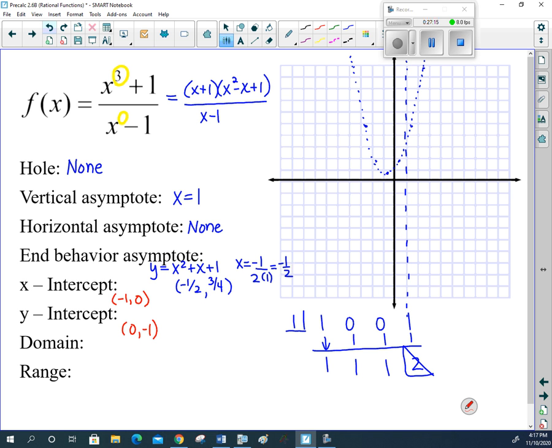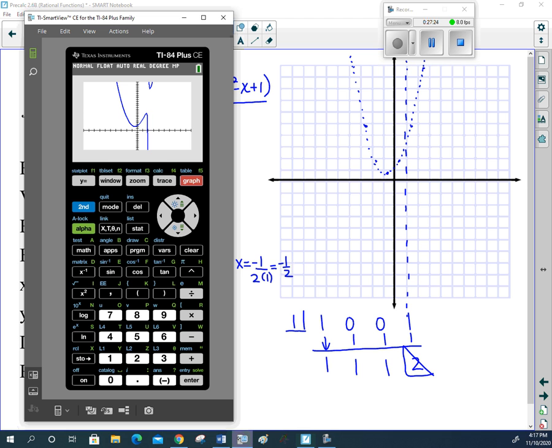Okay, so we're ready to go to our graphing calculators. And let's type in x to the third plus 1 over x minus 1 and see what happens. So x to the third plus 1 divided by x minus 1. Let's hit graph.